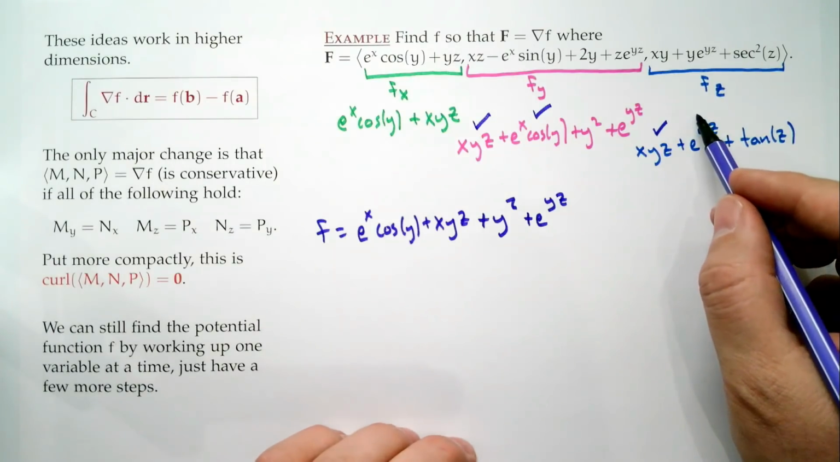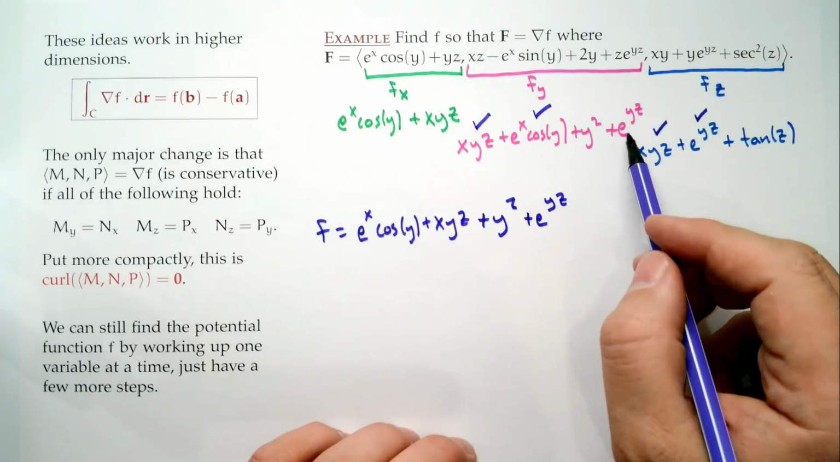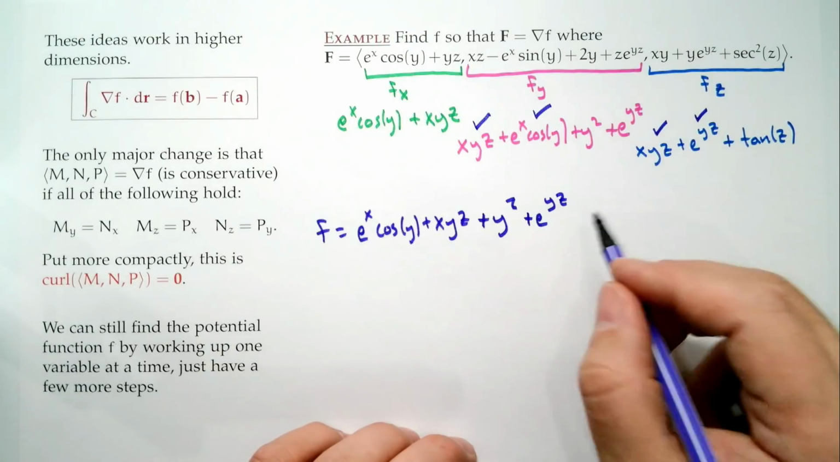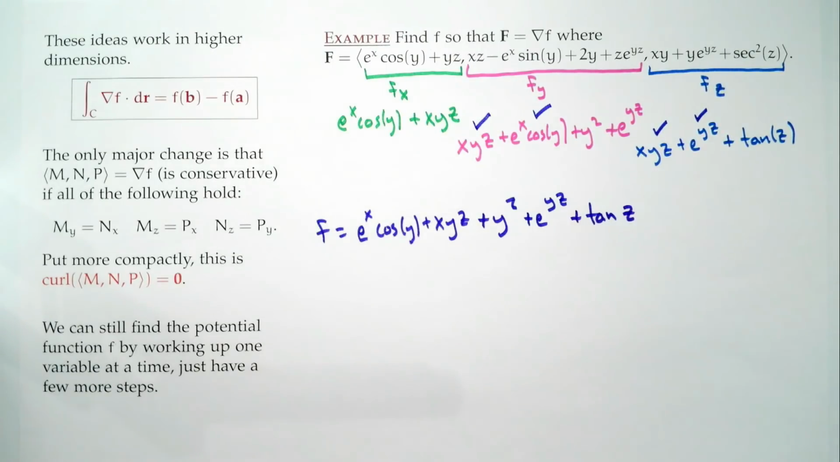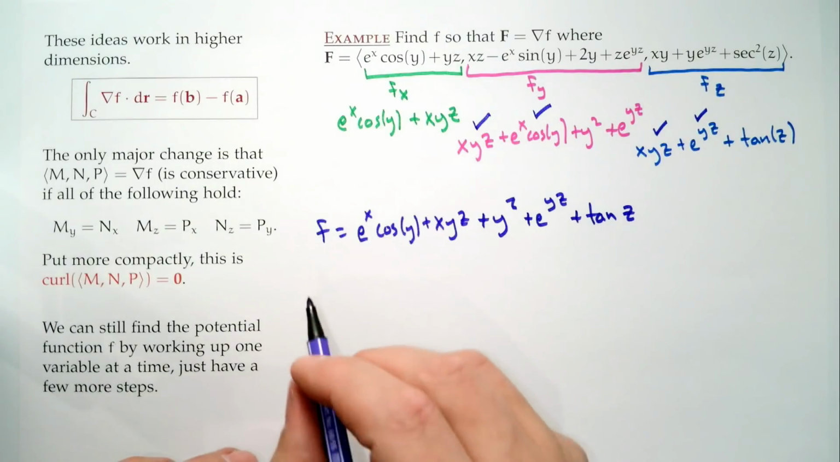The e to the yz, we already saw that because that also had a y in it. We don't have the tangent of z. So we add it. Tangent z. And there's our function. But how do we make sure? We check. How do we check?